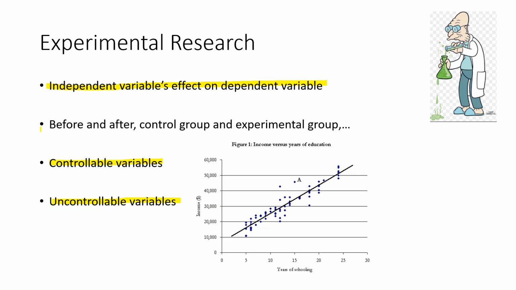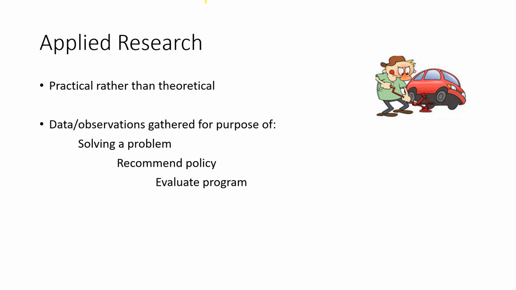Another popular way of experimental research is the before and after effect, or looking at a control group versus an experimental group, where the control group gets the placebo, the experimental group gets the actual drug, and then you look at the effects and compare them. So these are just some examples of research. Applied research is looking at more practical types of observations rather than theoretical. Data observations gathered for the purpose of solving a problem, or recommending a policy, or evaluating a program.